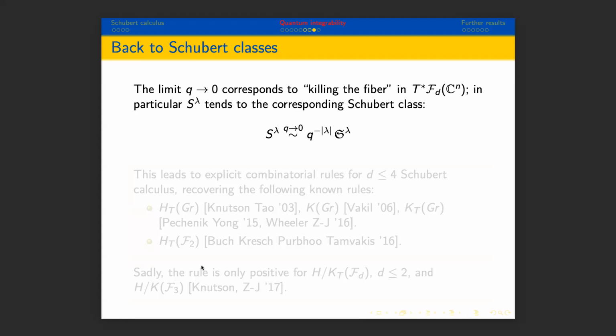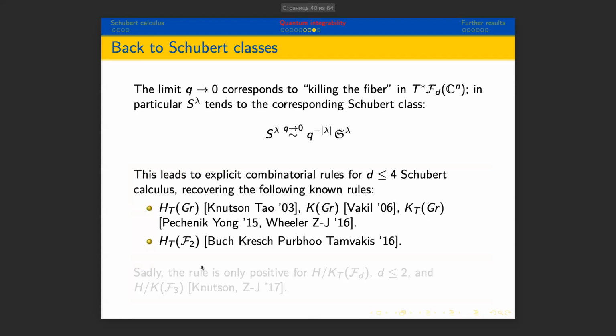So the easy part is that these S lambdas become just Schubert classes. The hard part is to get the actual combinatorial rules for the puzzles to work. So you have to take the limit of all the matrix entries of all these intertwiners, and that's a bit tricky, but we did that. The usual crystal limit? It is not the usual crystal limit. It's more complicated than that.